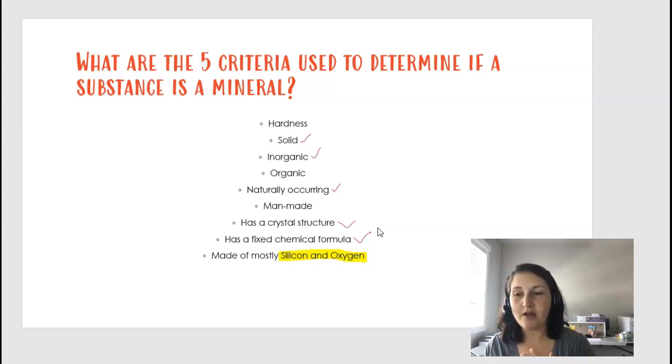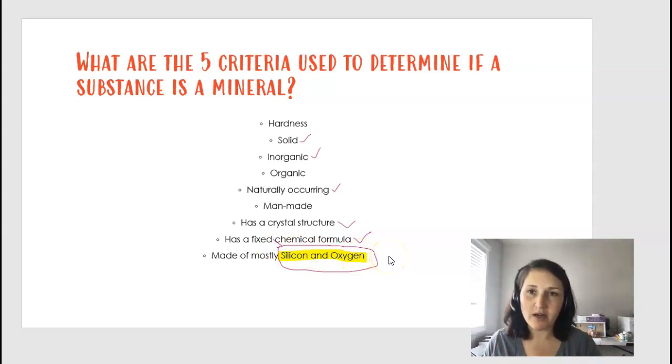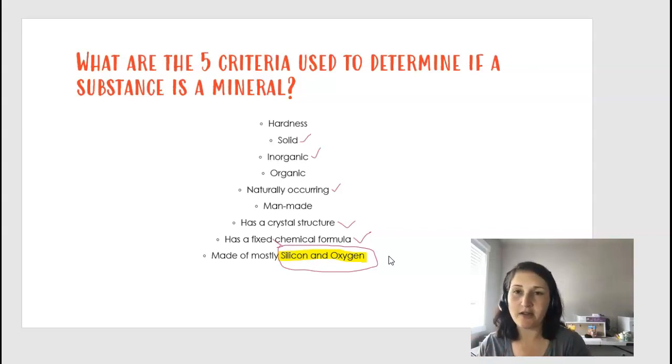And then once we know that it's a mineral, we can look at its features, we can look at its hardness, we can look at its luster, and some other characteristics that we'll talk about next. One thing that I want to point out is that even though minerals may contain silicon and oxygen, they aren't necessarily made up of mostly this. This is true of a lot of minerals because the crust of the Earth is made up of mostly silicon and oxygen. But it's not one of the criteria to determine whether or not something is a mineral.